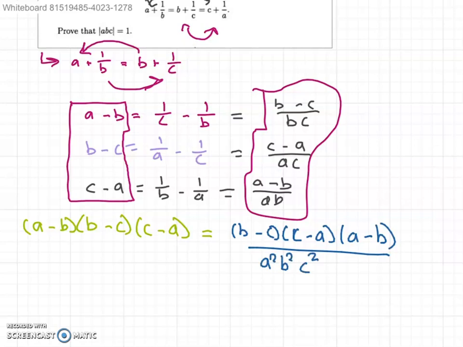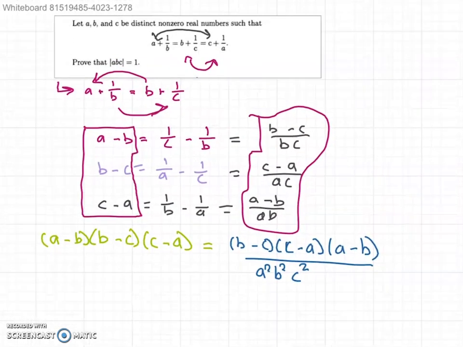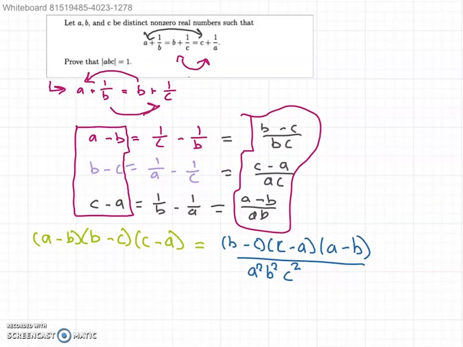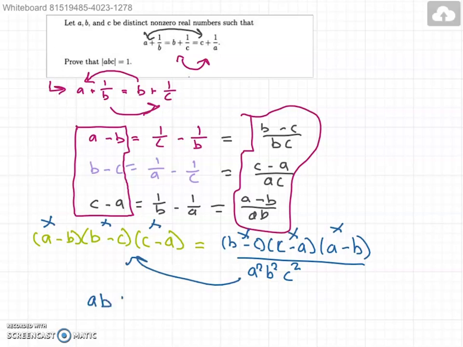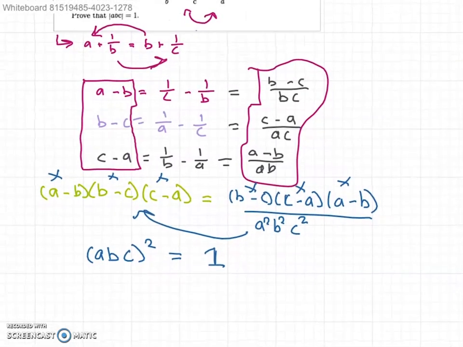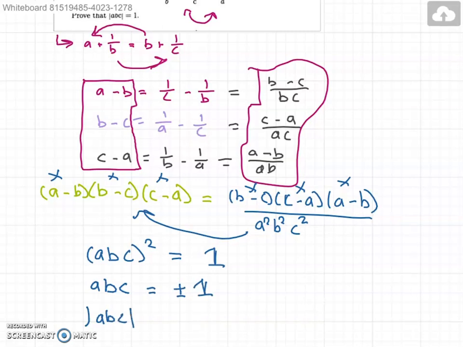And now, since a, b, and c are all distinct, it means a minus b, b minus c, and c minus a are all non-zero numbers, which means we can cancel all these out. And moving the a squared, b squared, c squared across, you can rewrite it as abc all squared, and this is equal to 1. And this means abc is equal to plus minus 1. So we'll finally get the absolute value of abc is equal to 1.